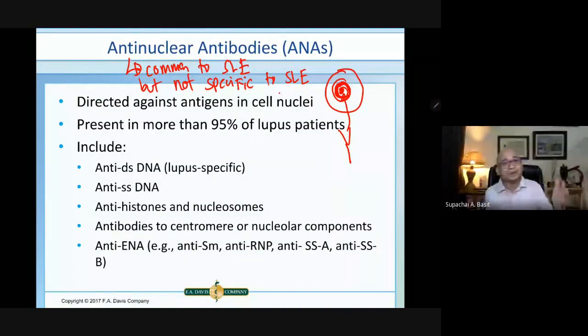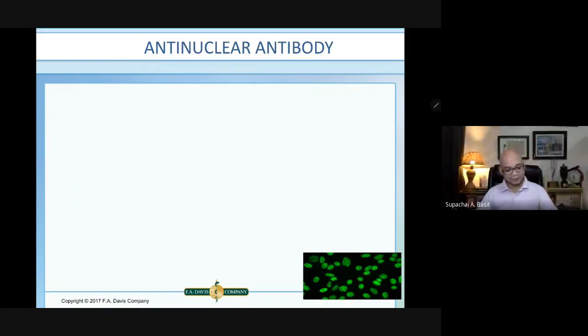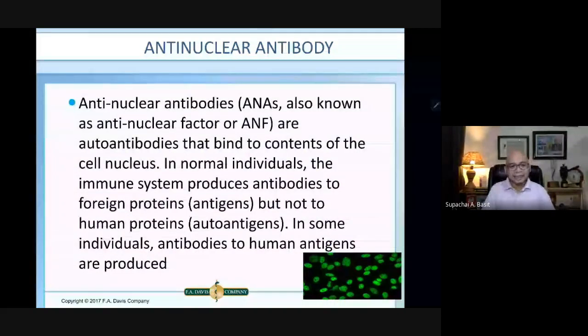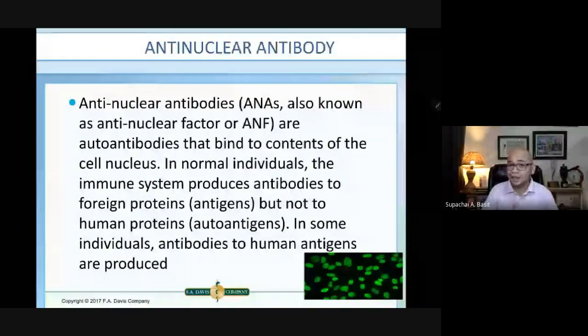So anti-nuclear antibodies would include anti-double-stranded DNA, which is the most specific to lupus, anti-single-stranded DNA, anti-histone and nucleosomes, antibodies to centromere or nucleolar components, and anti-ENA. Okay, so ANA are also known as anti-nuclear factors. These are autoantibodies that bind to the contents of the cell nucleus.